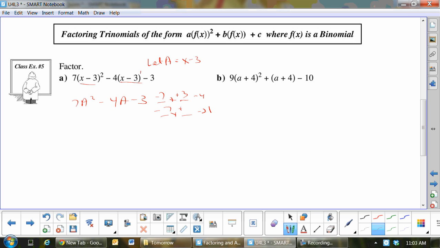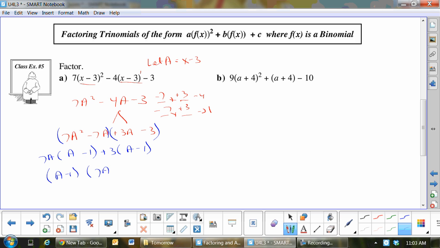7 and 3. So then I'd go 7a squared minus 7a plus 3a minus 3. And again, double check those two do make up negative 4a. After that, put my brackets, and in the first one I will take out 7a, leaving me with a minus 1. The next one I'll take out a positive 3, leaving me with a minus 1. See, again, it still works. I will get the same thing twice. So a minus 1 times 7a plus 3.